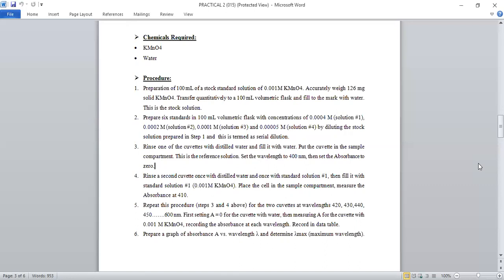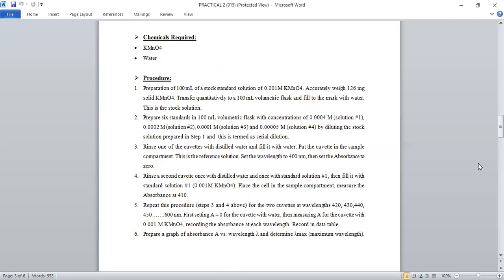Prepare 6 standards in 100 ml volumetric flasks with concentrations of 0.0004 molar, solution 1, 0.0002 molar, solution 2, 0.001 molar, solution 3, and 0.0005 molar, solution 4, by diluting the stock solution prepared in step 1, in the manner of a serial dilution. Rinse one of the cuvettes with distilled water and fill it with water. Put the cuvette in the sample compartment. This is the reference solution.